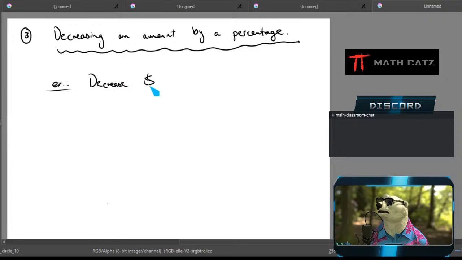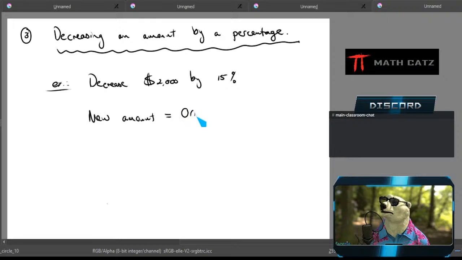Decrease $2,000 by 15% for whatever reason. So now it's very similar. It's not the same. My new amount is going to be the original $2,000.